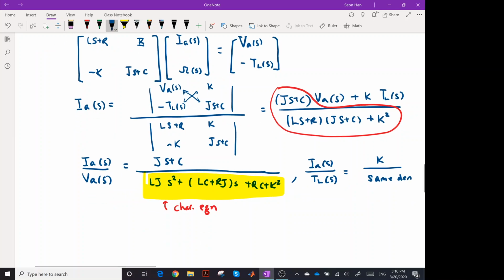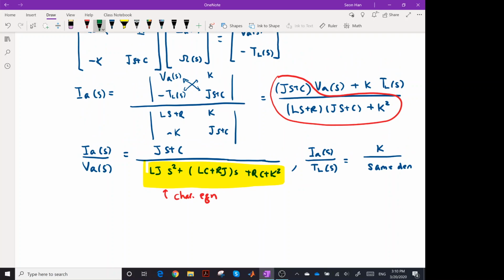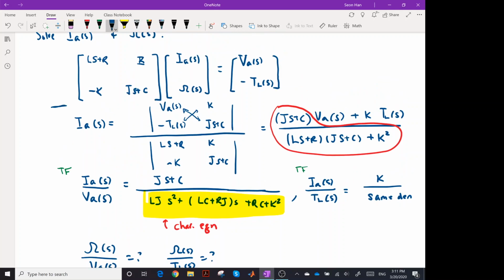So if you want to continue, right now I found the transfer function I divided by V, and I found another transfer function I divided by T_L, the torque. If you want to find the transfer function omega(S) divided by V_A(S), and then omega divided by the load torque, you'll have to repeat the process. You have to repeat the process starting from right here.